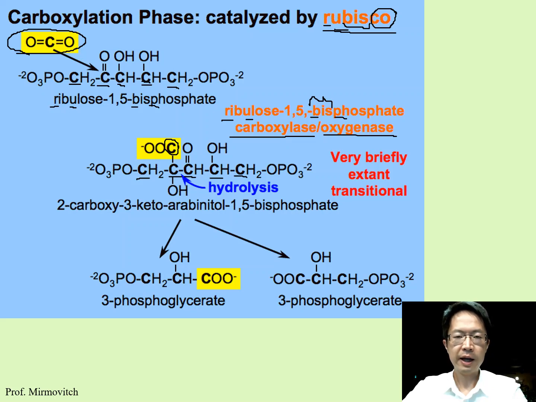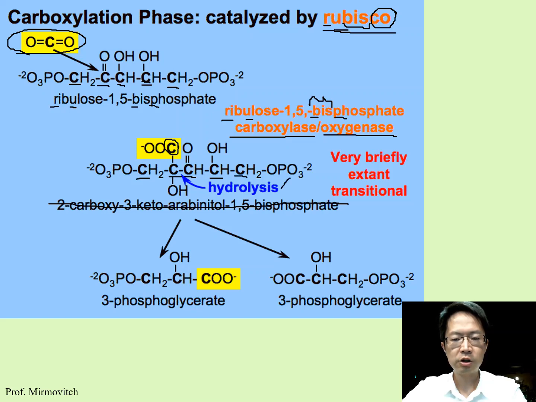It basically adds carbon dioxide into RuBP, the 5 carbon RuBP. Basically, that's the reaction. And then after this, the 6 carbon molecule. Oh, you don't need to know the name. Okay, too long, too complicated. Forget about this. And then hydrolysis.